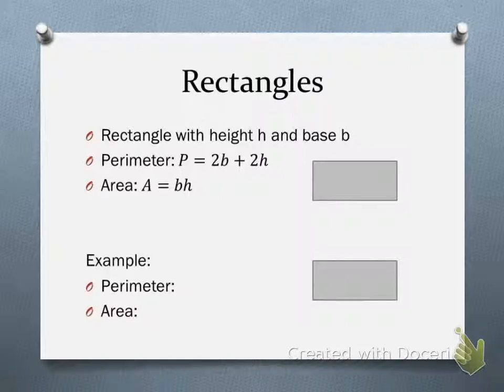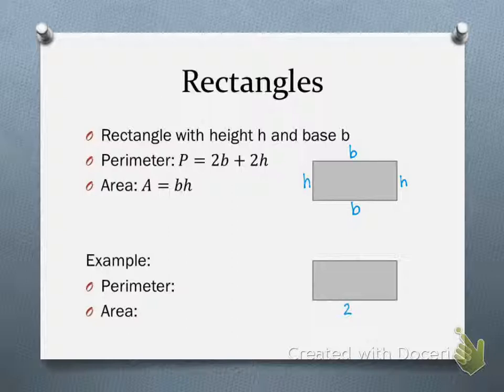Our next shape is rectangles. Okay, so for a rectangle, we have height H and base B. Those would be our bases and our heights. For perimeter, we're going to take 2 times the base because we have 2 of the lengths of B, and then we add that to 2 of the lengths of H because we have 2 of those. And our area, again, is just base times height.